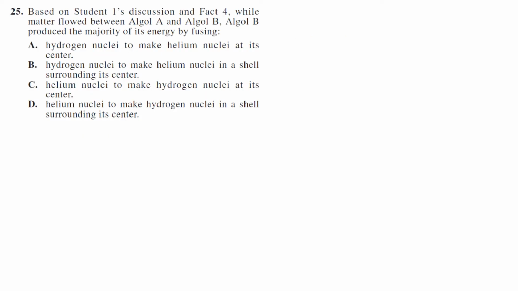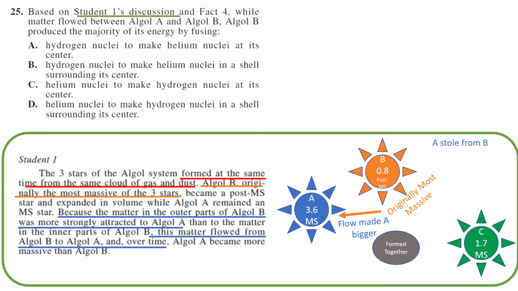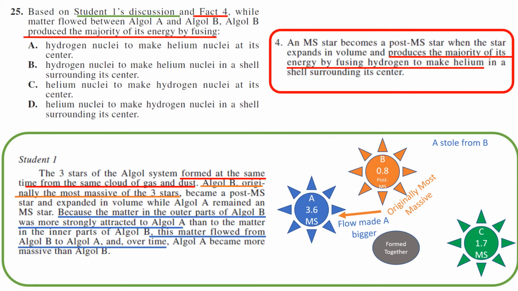Now we're ready for the questions based on student 1's discussion. So find student 1, put your finger on it, and fact 4. Fact 4 says an Ilmes star becomes a post-Ilmes star when the star expands in volume and produces the majority of its energy by fusing hydrogen to helium in a shell surrounding its center. While matter flowed between A and B, Algol B produced the majority of its energy by fusing hydrogen to make helium in a shell surrounding its center. That's directly from fact 4. So it's pretty easy to understand. It's just a point and find in this one.